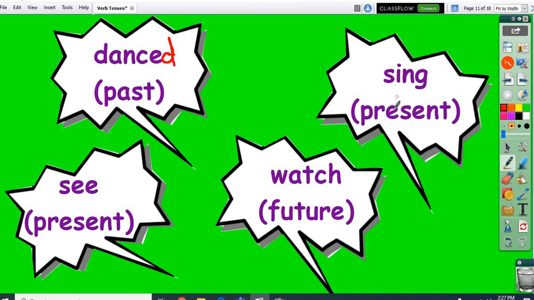Oh, we got the word sing, and we want to do it in the present. Remember, present means right now. So you could just put an S there if you want to, like the boy sings. That's in the present. Because remember, you can add an S in the present. Oh, there's another present. Remember, you could also put ing if it was in the present. So we could change see into seeing. I am seeing my computer.